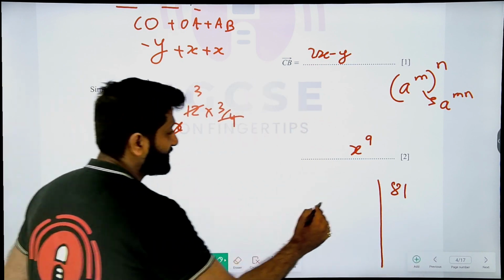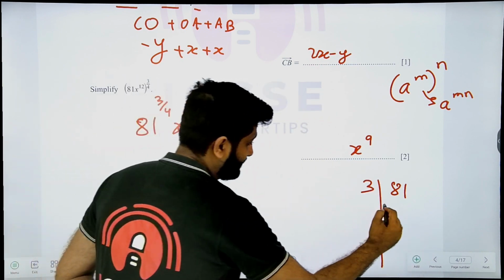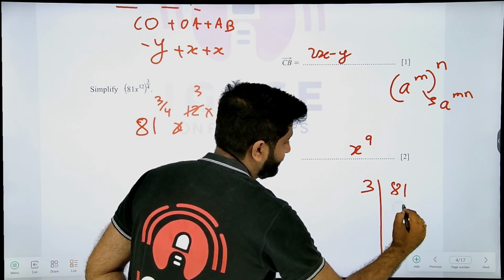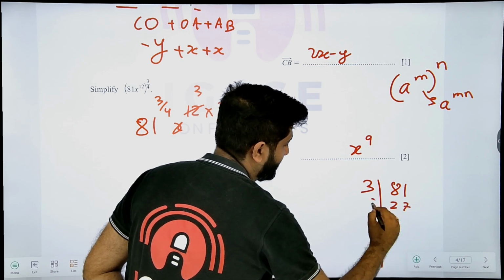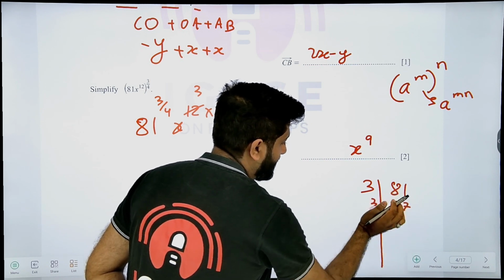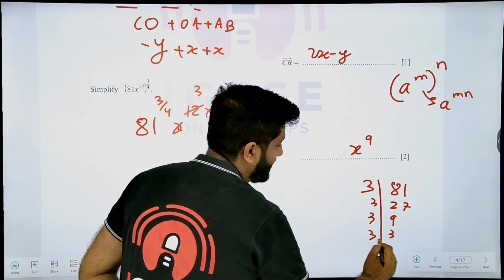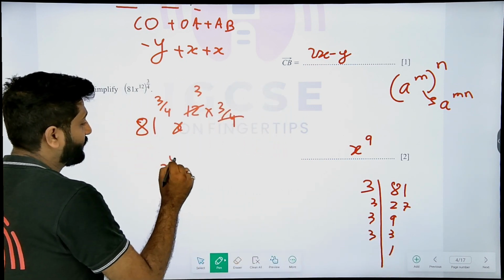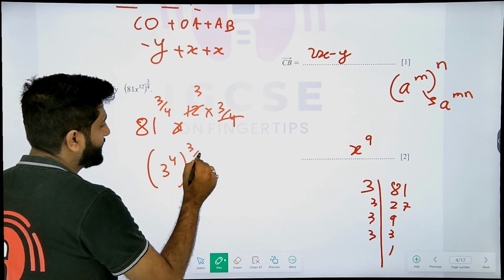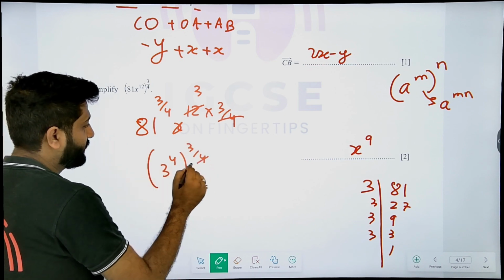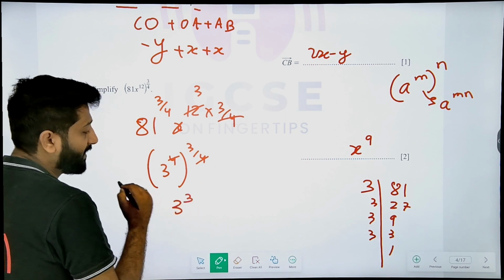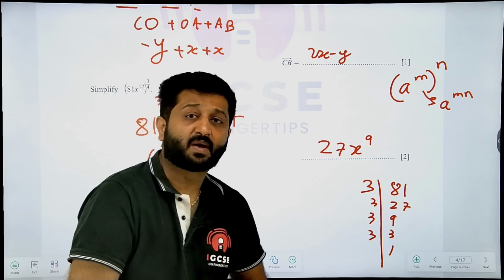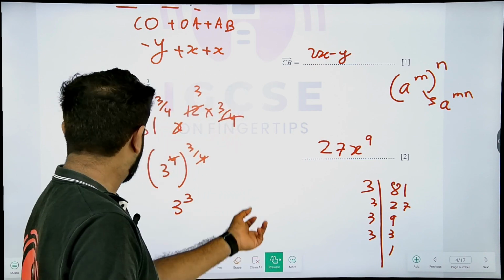But in case you do not remember it, you can always solve this using prime factorization. I can write this as, if I divide this by 3, I have 27, 9, 3, 1. So I can rewrite 81 as 3 power 4. Now this is also getting multiplied with 3 by 4. So 4 and 4 would get cancelled. I have 3 power 3. So I'll write it as 27 into x power 9. Right, this should be my final answer.